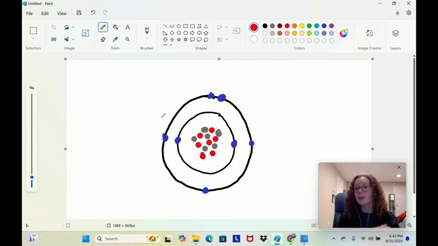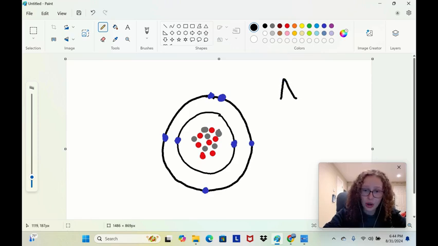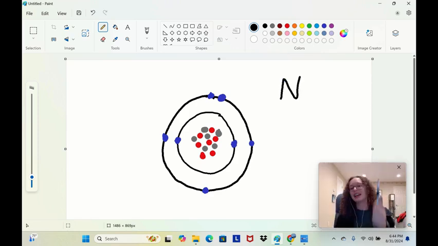So we know that this particular atom has 1, 2, 3, 4, 5, 6, 7 protons. If we look on the periodic table, we can see that the element with 7 protons is nitrogen. So any atom that has 7 protons is a nitrogen atom. So this is an atom of nitrogen. And I'm going to use the atomic symbol here, N, to show that this is nitrogen. So this is a nitrogen atom. Okay, and we know that because of the number of protons.